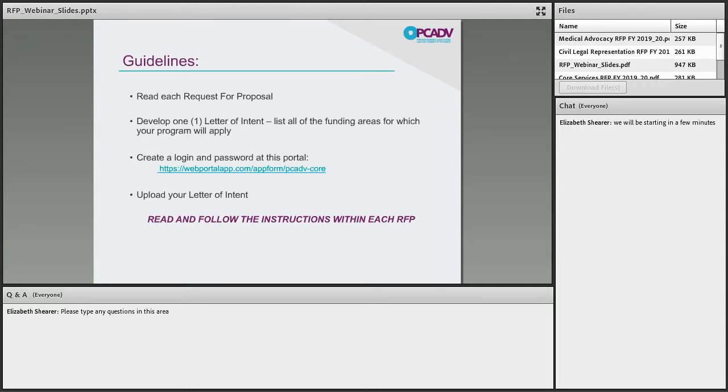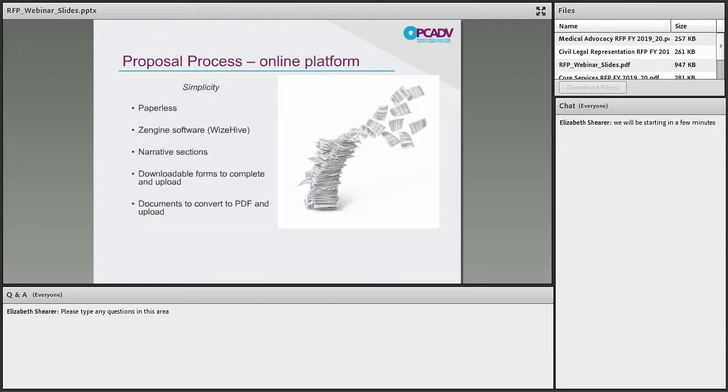The software program we're using is called Zengen, and it's a product developed by a grant management corporation called WiseHive. It is extremely easy to use, and I say that as an ETO administrator. You will be delighted with how easy this system is to use. It is a joy. It's very clean. It's pretty straightforward. It is intuitive. So for those of you who are technology shy, don't worry. You're going to be just fine.